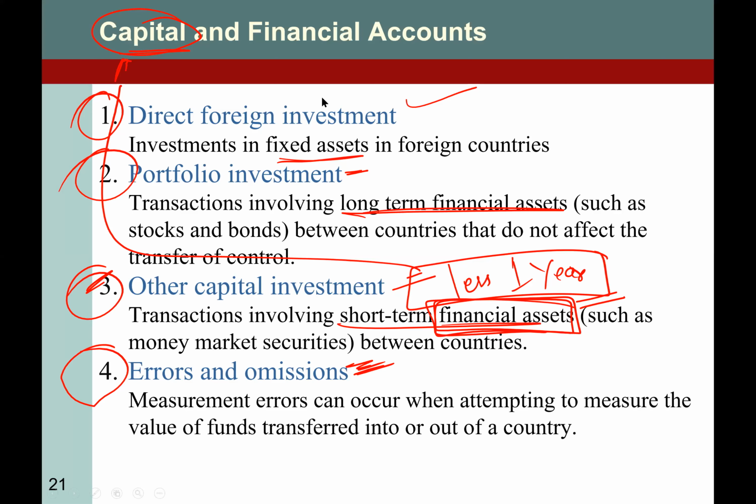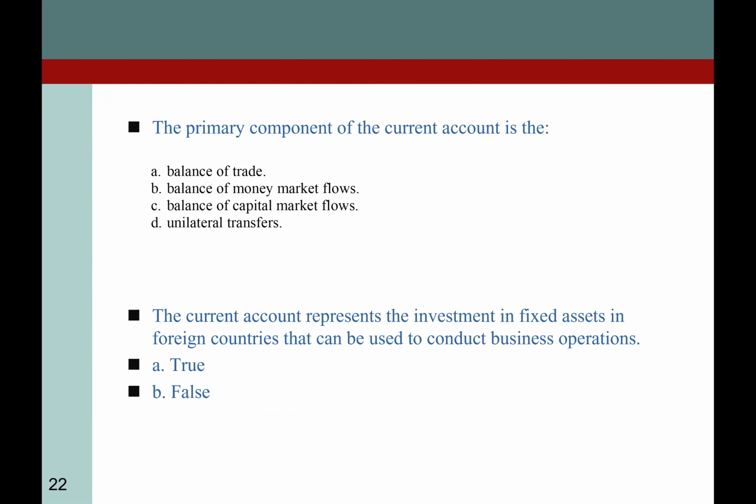Okay, guys, welcome back after a short break. So we were discussing the balance of payments. We talked about how the balance of payments has two accounts, the current account and the capital account. We talked about the subcategories of the capital account. Okay, let's test your concept checker here. You tell me which option is correct.